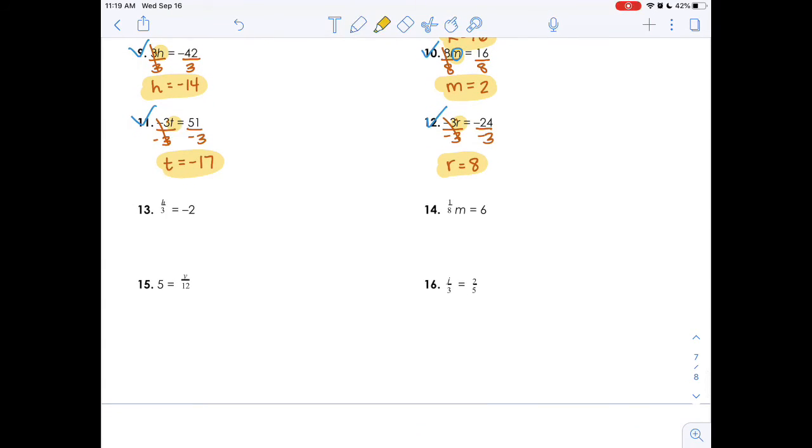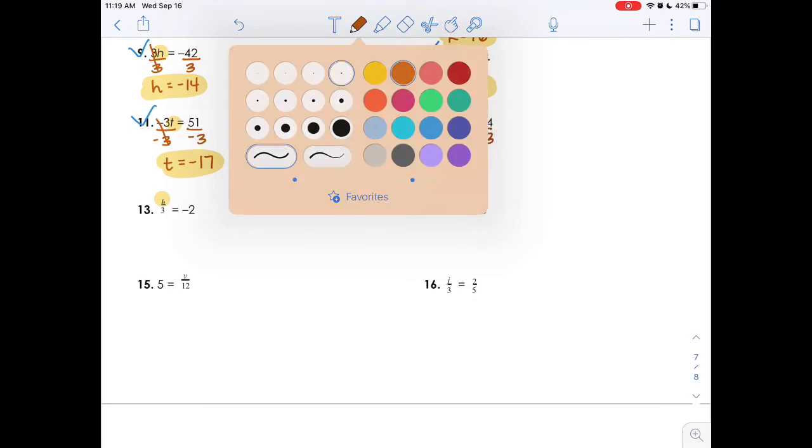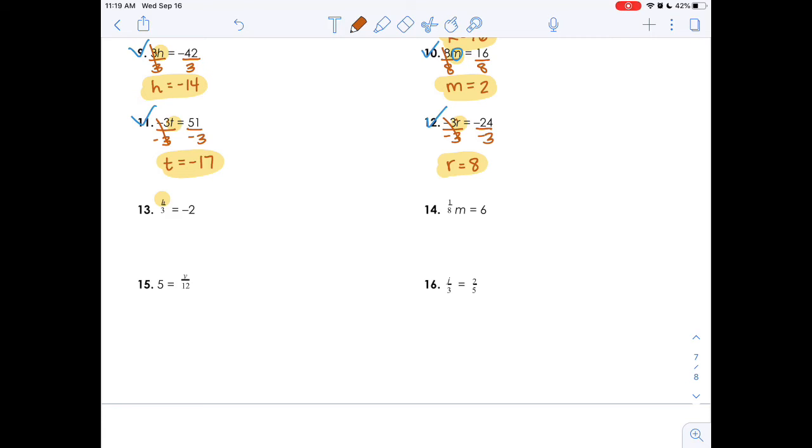Looking at number 13, I have h divided by 3 equals negative 2. Here, I'm dividing h divided by 3. So in order to undo division, I'm going to use the inverse operation of multiplication. If I have a 3 in the denominator, I can get rid of it by multiplying by 3 in the numerator. So 3 over 1, or just 3. These 3's will cancel, leaving me with h over 1, and anything over 1 is itself, so I'm left with h.